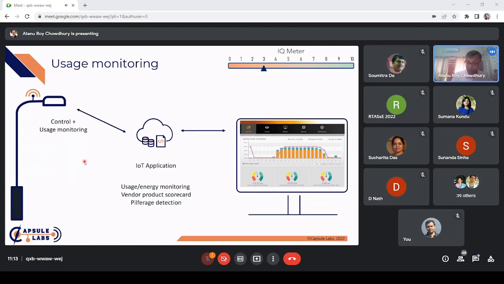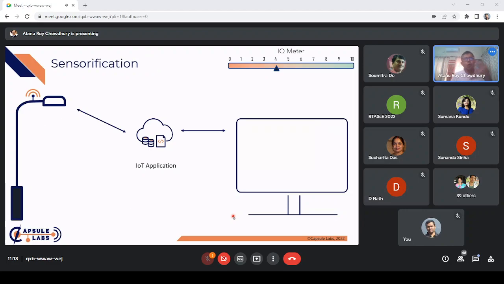So pilferage detection is something that can be done, and you know the exact energy consumption for lighting purposes, right? What else can we do? I think we will all agree that so far I've gone up on my IQ meter and I am adding on complexity, I'm adding on more things that we can do, right?